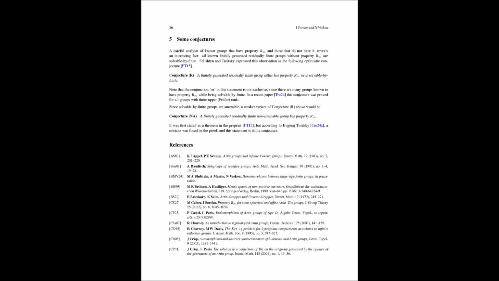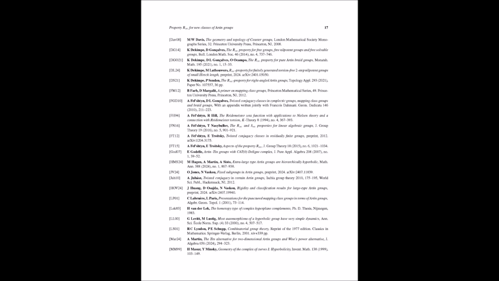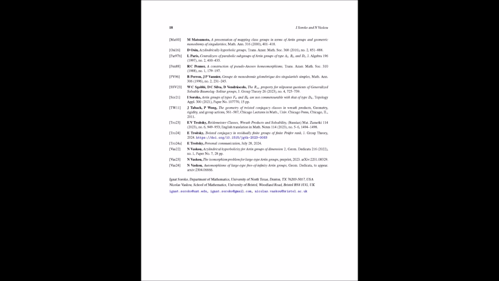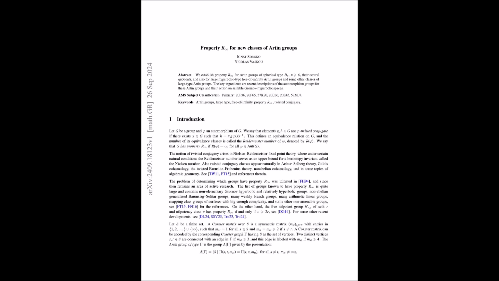Whoa, okay, we went from building blocks to knots, donuts, and computer code. That's quite a leap. That's the thing about mathematics, everything's connected. And that's particularly true with Artin groups. Now, the research you sent over mentioned something called property R-star. What's the significance of this property, and why are mathematicians so keen on figuring out which Artin groups have it?